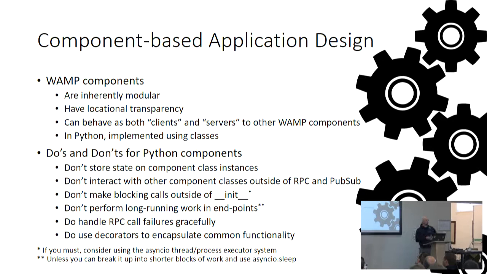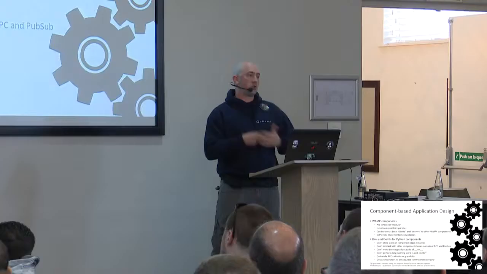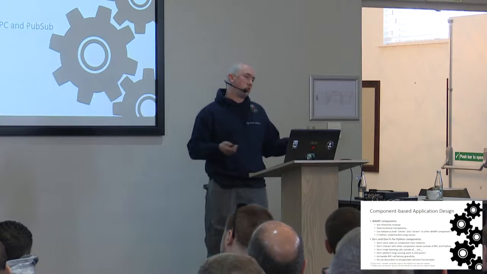Just don't store state on component class instances. If you have multiple instances of the same component running connected to the router, you've essentially got round robining on an RPC endpoint. You can't write code where you assume that this RPC call can access some state stored on the component instance, because it might not be there on a different instance of the class. So you're going to get into issues there. The best approach is to assume that even though these endpoints are on a class, they're not on a class. They're standing in isolation, and you should avoid accessing anything mutable outside of that function.